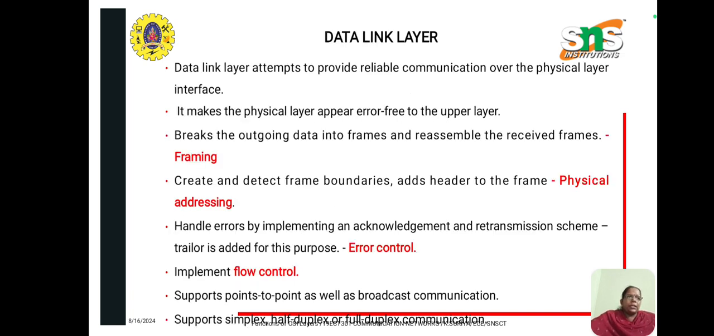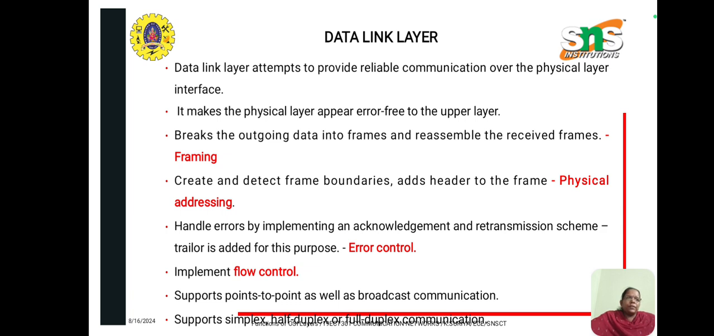Next one is the data link layer. The data link layer transforms the physical layer, a raw transmission facility, to a reliable link. It makes the physical layer appear error-free to the upper layer. The functions of the data link layer are: first one is framing. The data link layer divides the stream of bits received from the network layer into manageable data units called frames. These frames are reassembled at the receiver side.